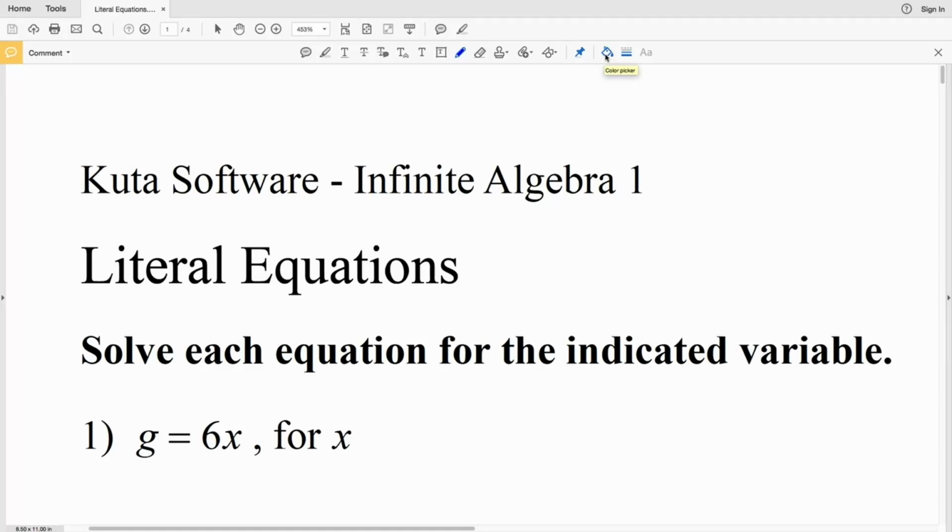In this video, we're going to start the literal equations worksheet under the Infinite Algebra 1 tab on the KutaSoftware website. This is a free worksheet that KutaSoftware provides, and I'll leave a link in the description below. I'm going to split this worksheet up into 3 separate videos, doing 10 problems in each video. Our directions are to solve each equation for the indicated variable.